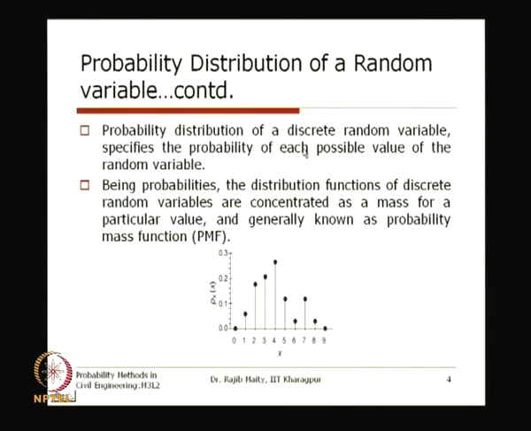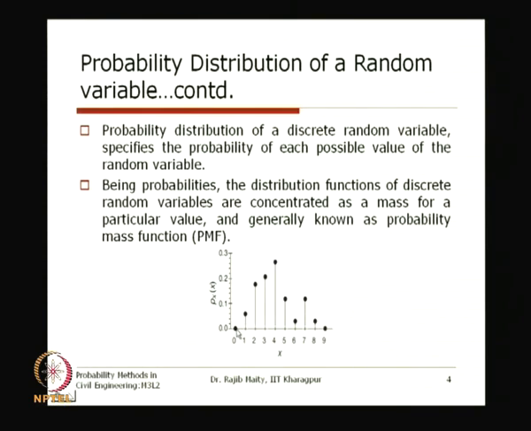So, first we will discuss the probability distribution. We will discuss with respect to this discrete random variable. It states that the probability distribution of a discrete random variable specifies the probability of each possible value of the random variable. So, you can see here there is one random variable x which can take the values 0, 1, 2 and so on up to 9. So, at each and every possible value that the random variable can take, the probability is defined.